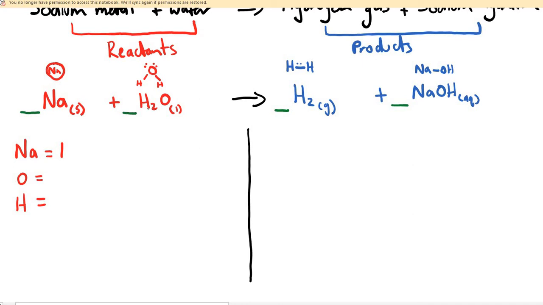Okay. How many hydrogens do we have? Well, we've got 2 hydrogens. We have 1 water molecule, which contains 2 hydrogen atoms. So we're going to put a 2 here. And how many oxygens do I have? Well, I have 1 oxygen currently. Okay, so that's what I have on the left side.